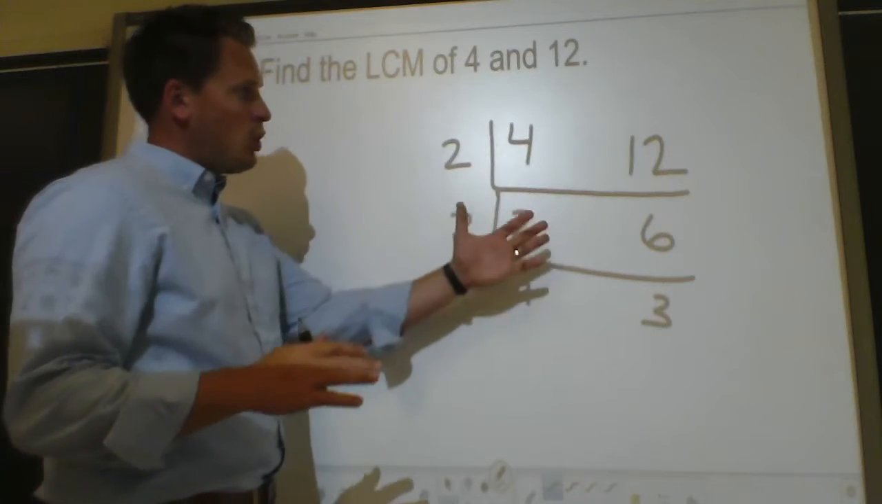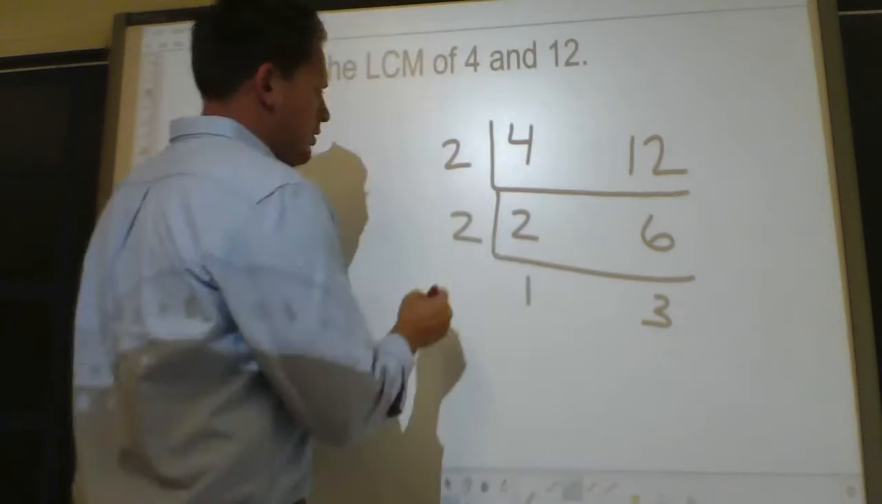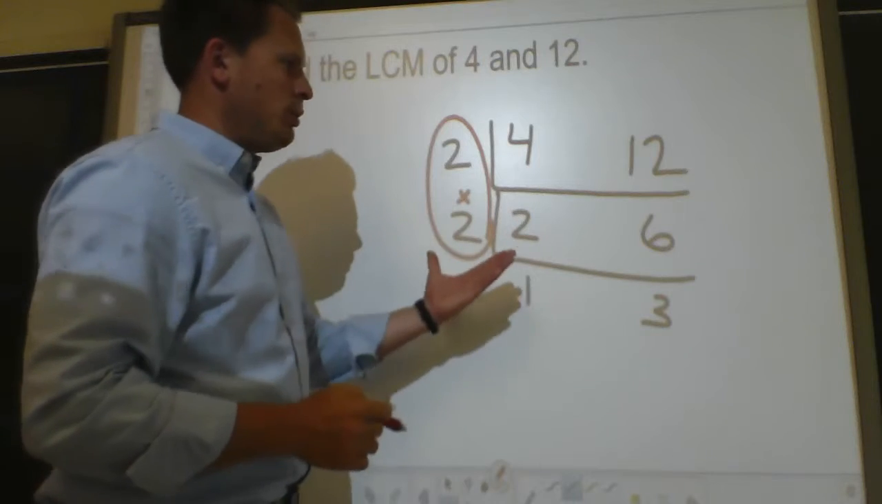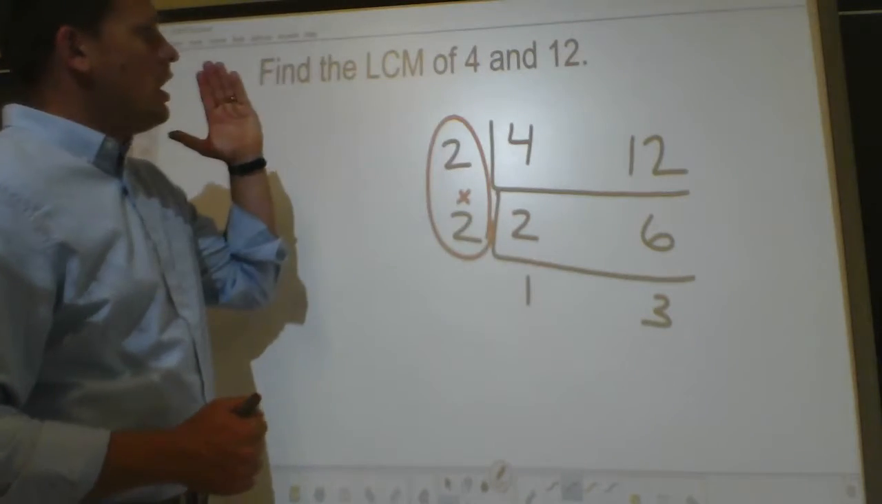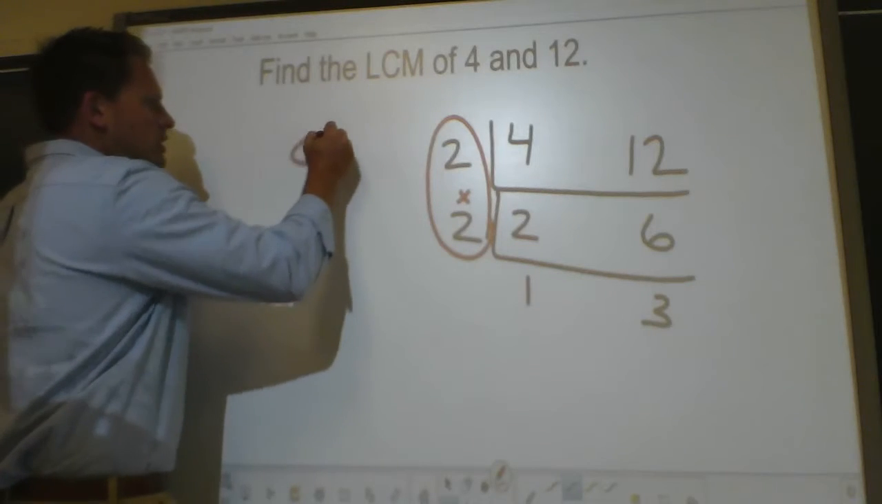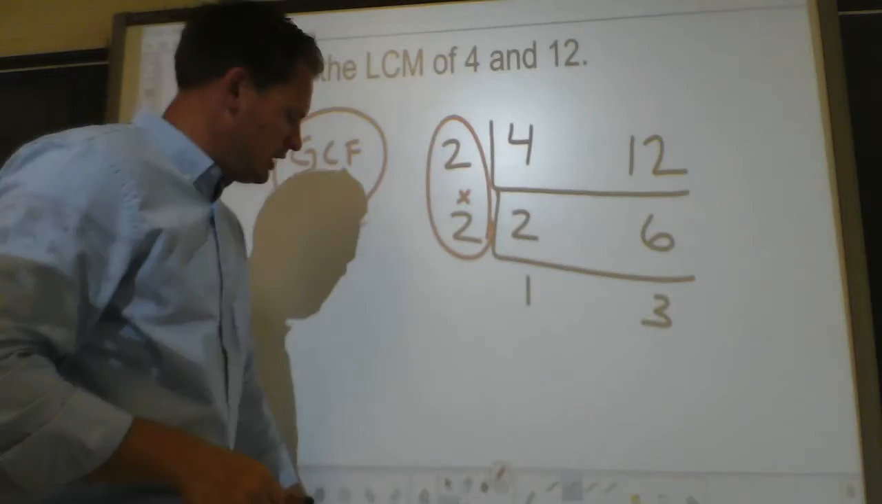This is what we would do if we're finding the greatest common factor. All we'd have to do is multiply these two numbers. That's all that we would do. And the greatest common factor of 4 and 12 is 4. 2 times 2 is 4. GCF is 4. But they're asking about the least common multiple.